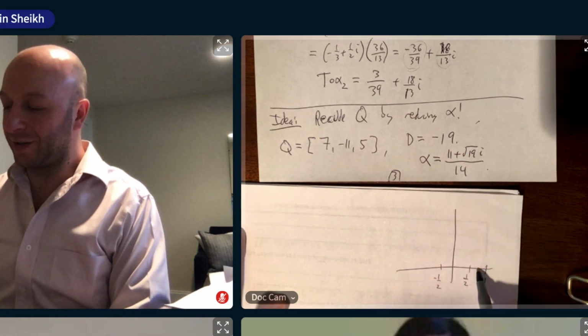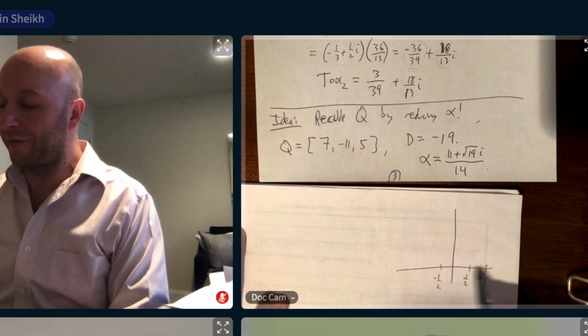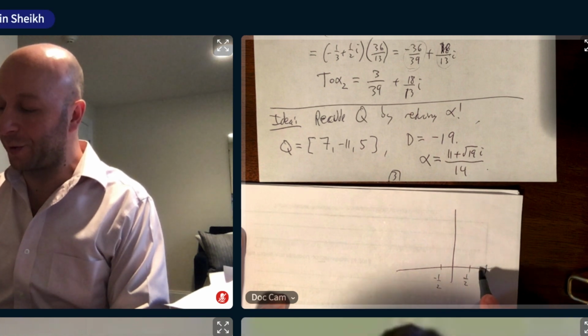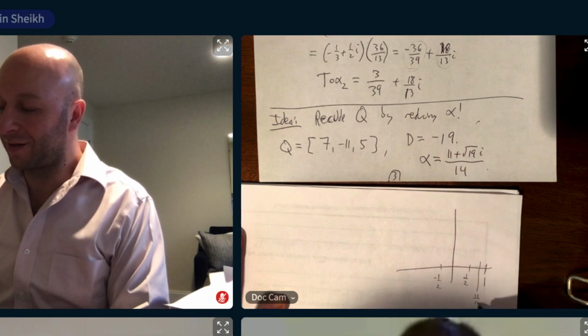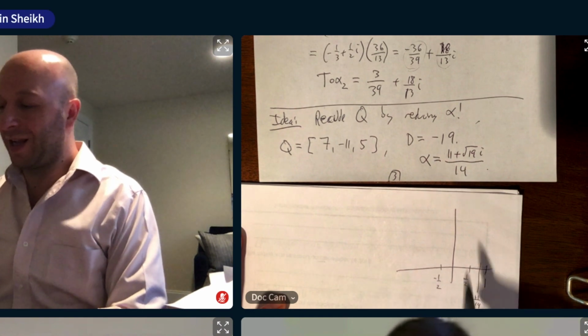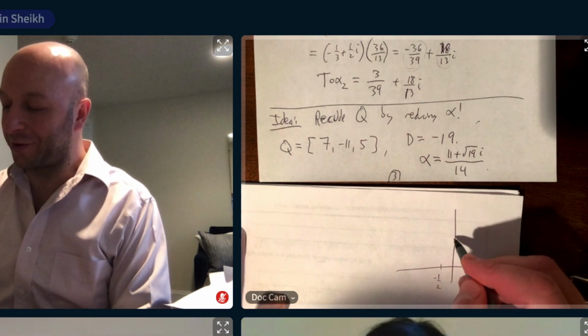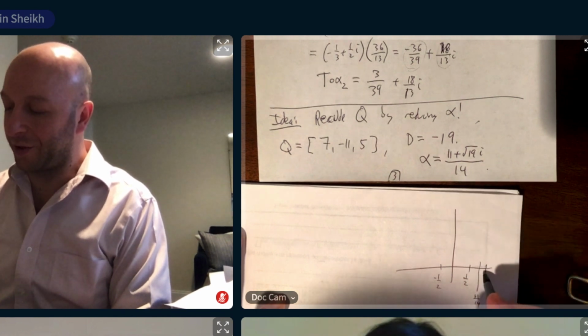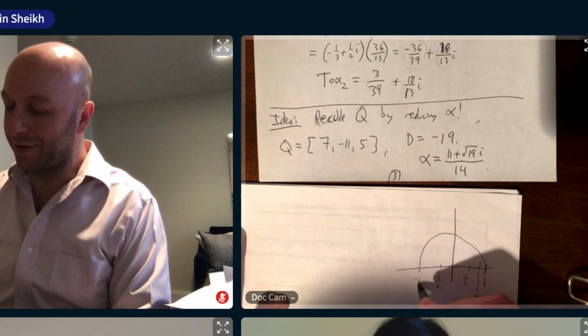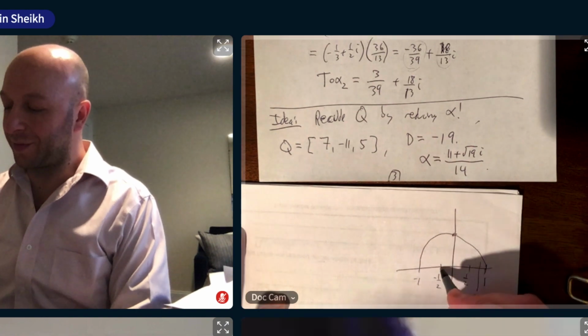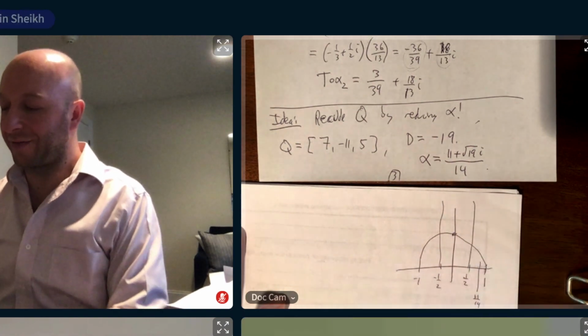So less than half. Yeah, so we're between a half and 1. So 11/14 is here somewhere. So we have to translate it first. Let me draw this unit circle. That's supposed to be a unit circle, and here's our minus a half.